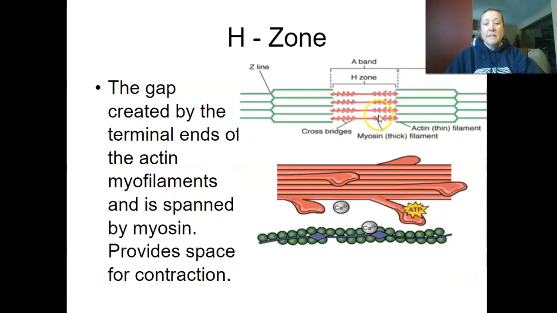The next term is called the H zone. All right, so this H zone is this middle part right here. So we just talked about the Z lines, which we'll talk about in a minute. And then right in the middle here where the myosin is, that's the H zone. Okay, now that's where the contraction is going to take place. The myosin is going to pull the actin over it or across it, and that H zone is going to get smaller. Okay, so it provides the space for the contraction, if that makes sense.